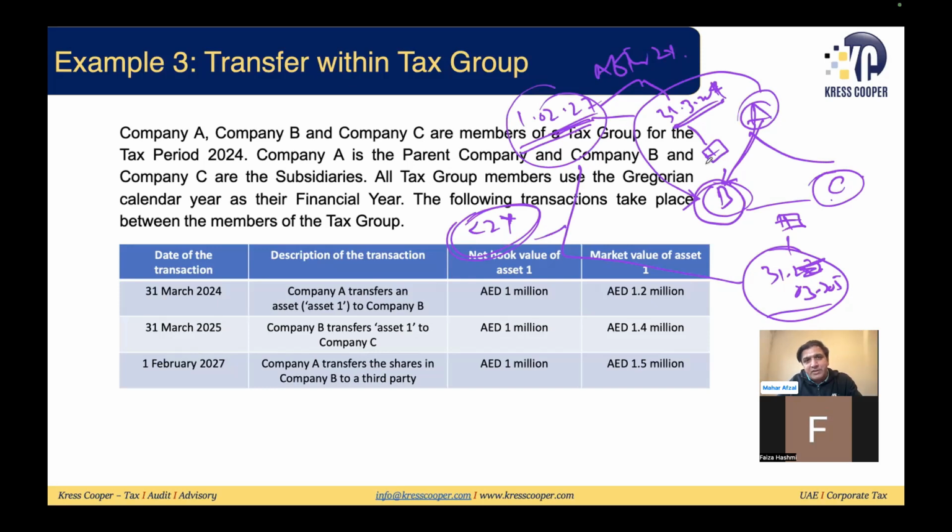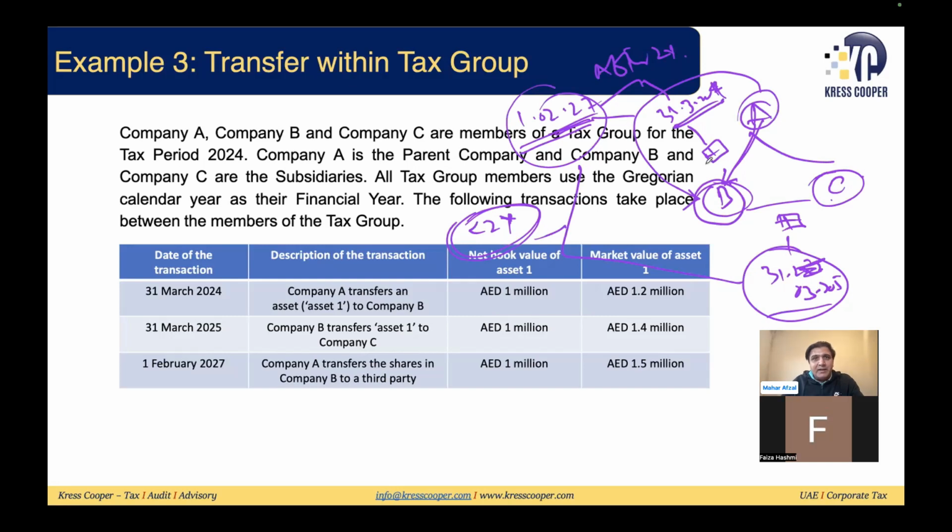In this situation, in the third transaction, the transferor has left the tax group within 2 years from the date of the transfer. So once the transferor has left the tax group, the clawback clause will be applicable. So now the transferor needs to calculate the gain on the transfer.